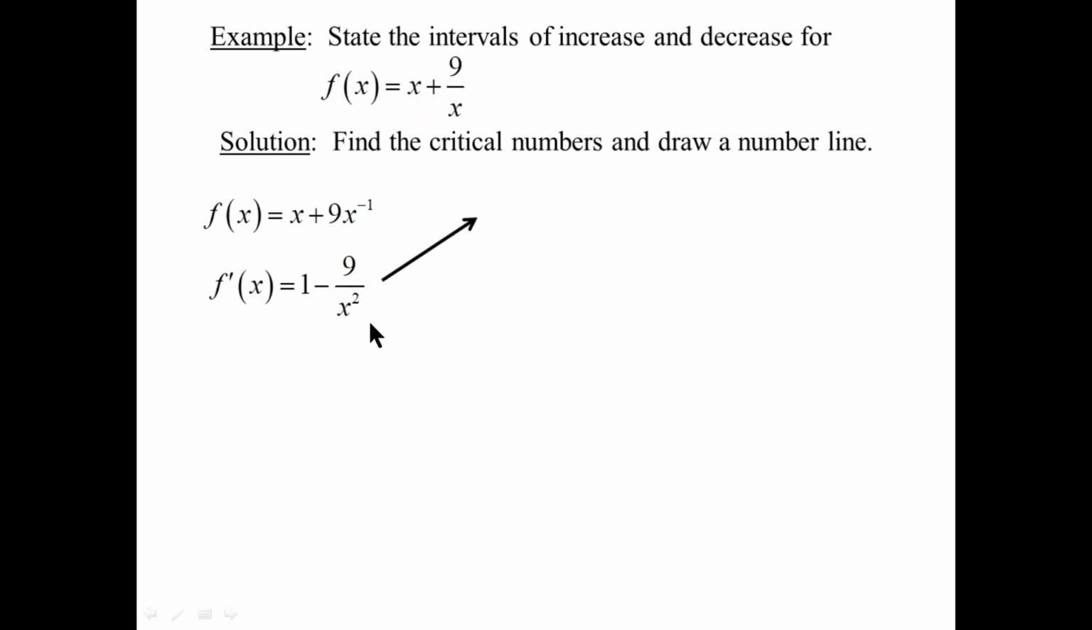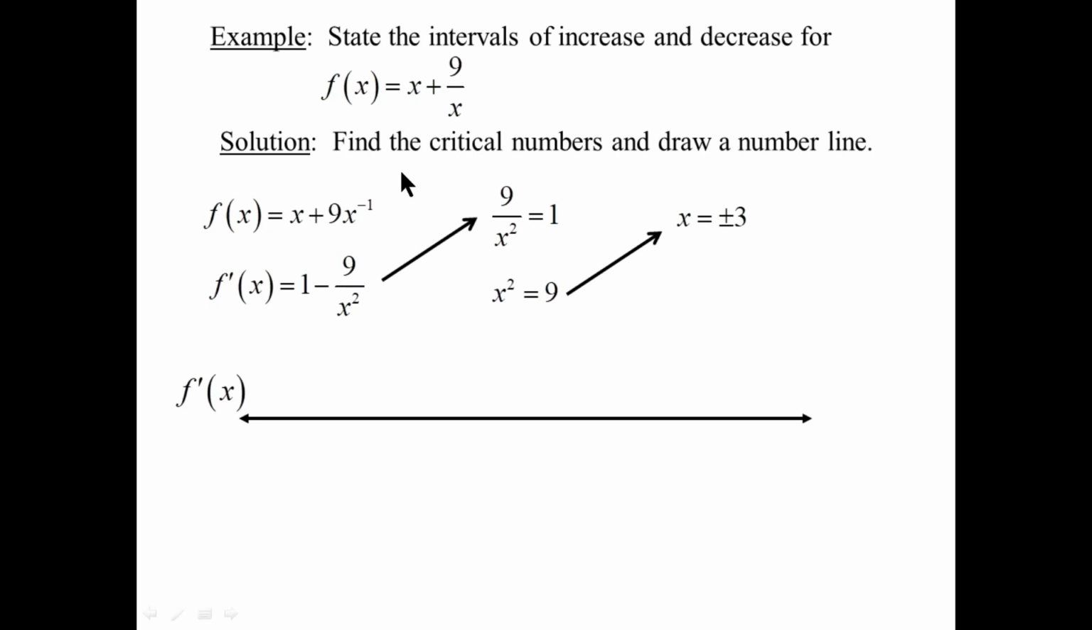And setting it equal to 0 means there's a 0 here, so we can drag the negative 9 over x squared across and make it positive, and it would look like this. Multiplying both sides by x squared, it looks like this. And so x equals plus or minus 3.